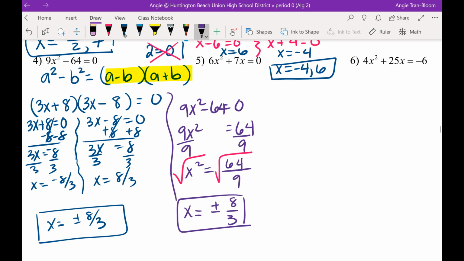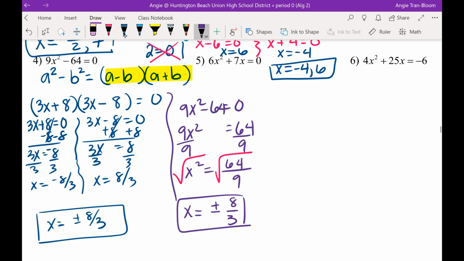Okay. But this note said solve by factoring, so that's why I started with factoring. But I'm just showing you an alternative way of solving. So these are just multiple ways of getting to the correct solutions.